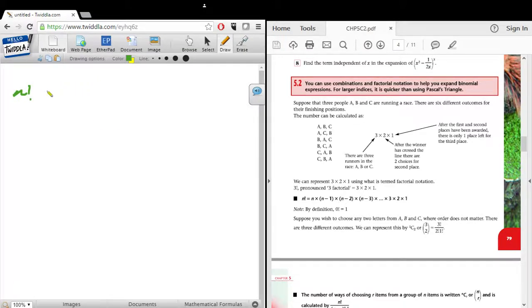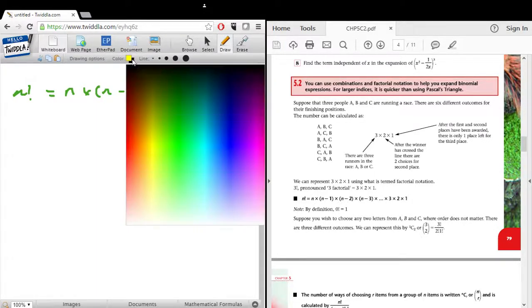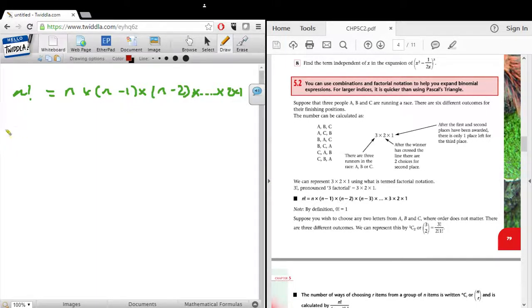n factorial equals n multiplied by n minus 1 multiplied by n minus 2 and so on and so forth until you get to 1, and this is easy to appreciate. So for example, we had 3 factorial. The answer is going to be, well, n is 3, what's 3 minus 1, 2, what's 3 minus 2, 1, and you can see that we've already achieved our end.